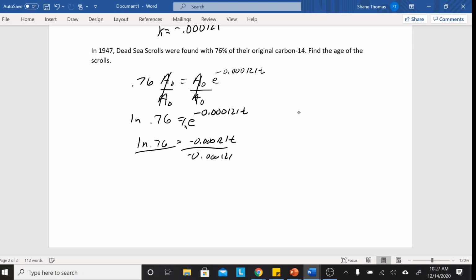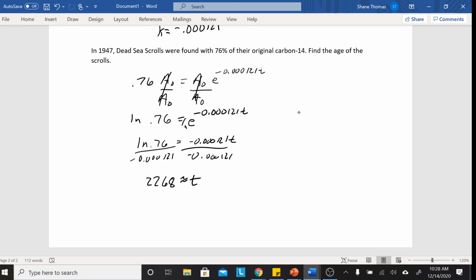0.000121. I get sick of writing that number. Punch that into a calculator. I get 2268 roughly. I think this comes out to something like 2267.89 or so, so I'm going to round it to the nearest year, 2268. Now, does that tell us how old it is? No. That tells you how much time has passed.